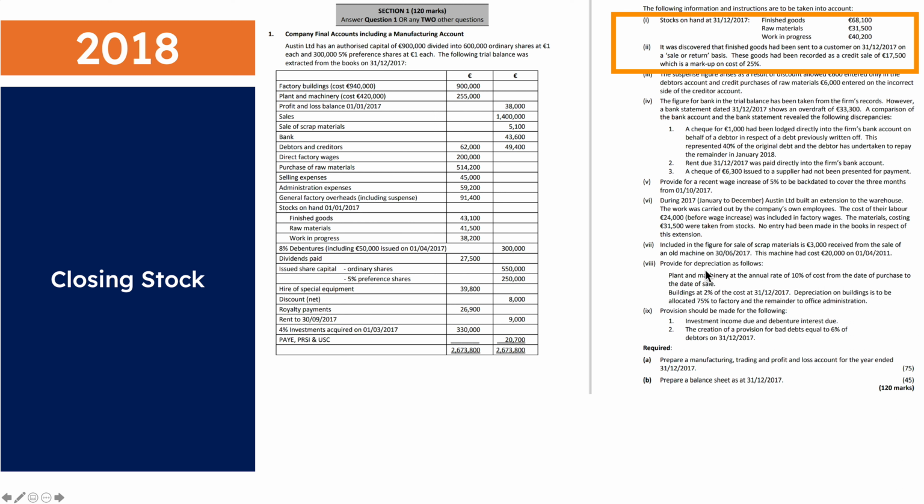2018, a manufacturing account. So adjustments number 1 and 2 here. So stocks on hand at 31st the 12th, 2017, finished goods, raw materials, work in progress. Number 2, it was discovered that finished goods had been sent to a customer on the 31st of the 12th, 2017 on a sale or return basis. These goods had been recorded as a credit sale of 17,500, which is a markup on cost of 25%.